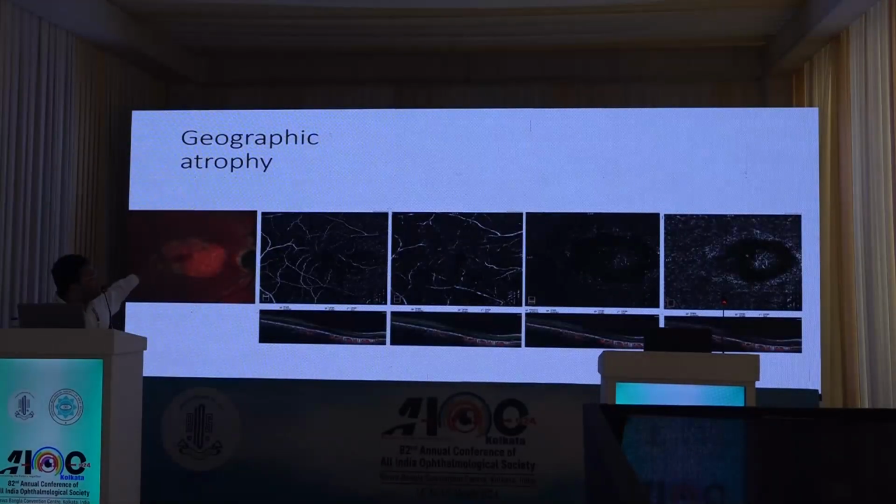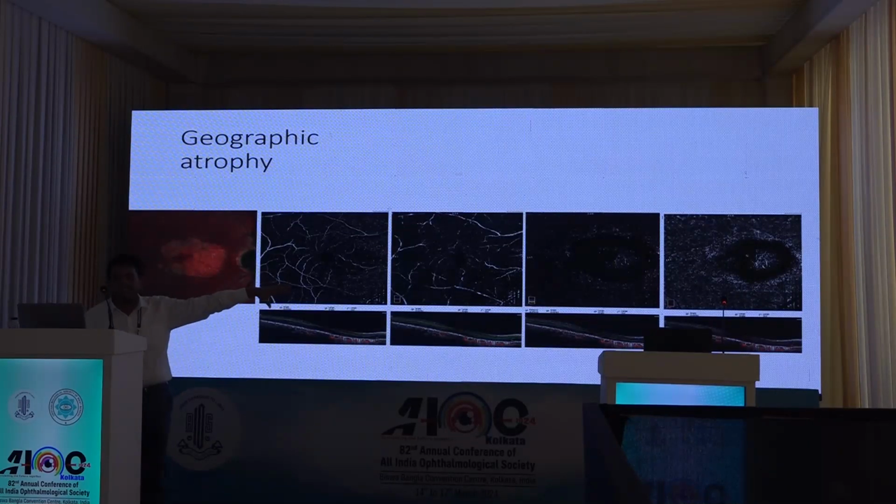Now let's look at a case of geographic atrophy. You can see this entire area of RPE atrophy which is seen on the clinical image, but you can see some amount of vascularization which is seen in the choriocapillaris slab. The reason why you see that vascularization is because of the RPE loss. And when there is a loss of tissue, the underlying vasculature, which is the choroidal vasculature, becomes more obvious, and therefore there is an unmasking of the choroidal vessels because of the loss of the RPE.